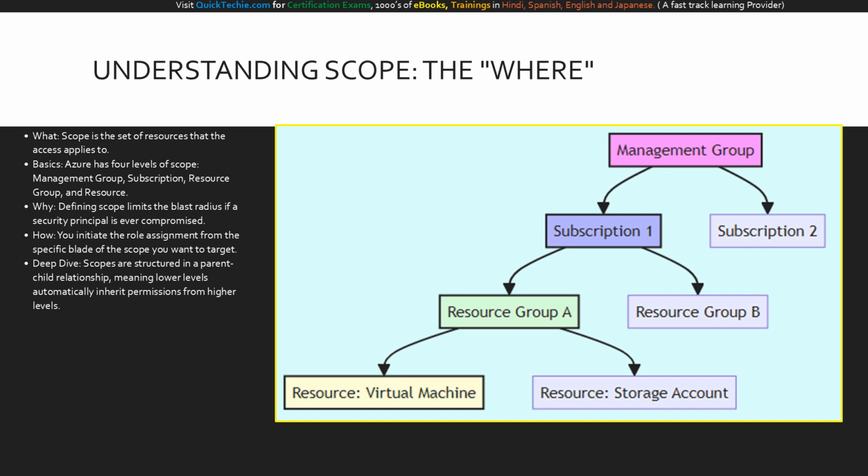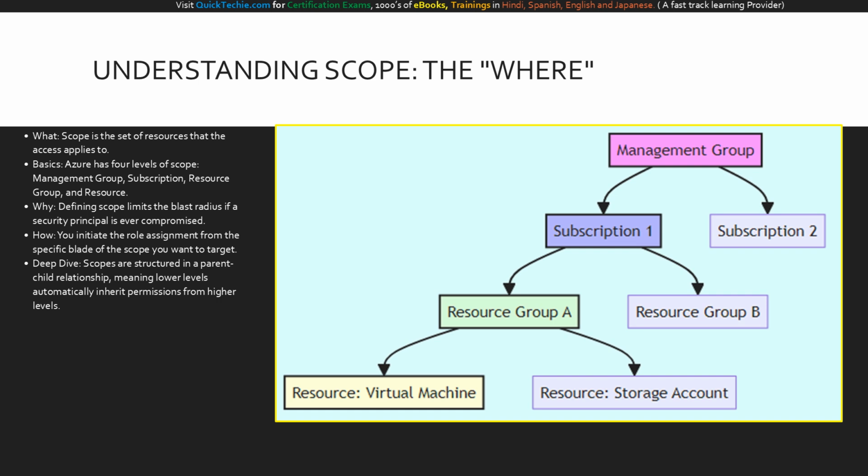Why is scope so important? Because scopes are structured in a parent-child relationship. When you grant access at a higher level, such as a subscription, those permissions physically flow downward and are inherited by every resource group and resource inside that subscription. By carefully selecting the narrowest possible scope, you actively limit your organization's risk.